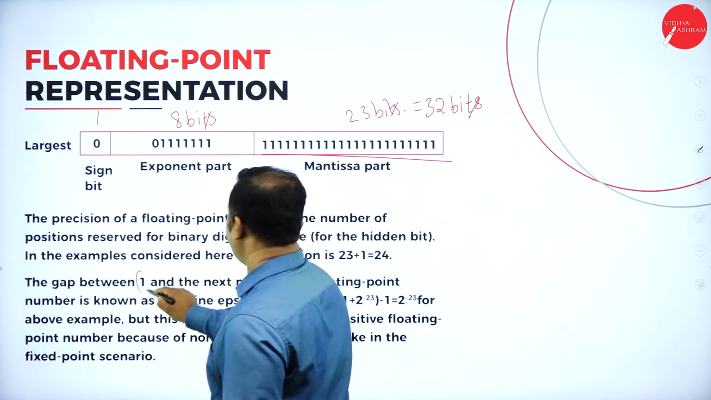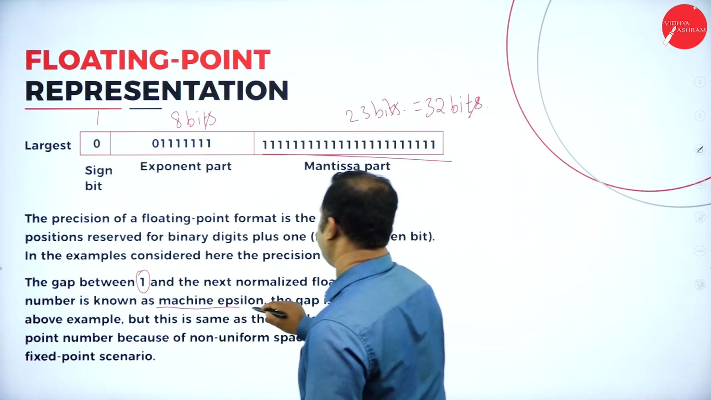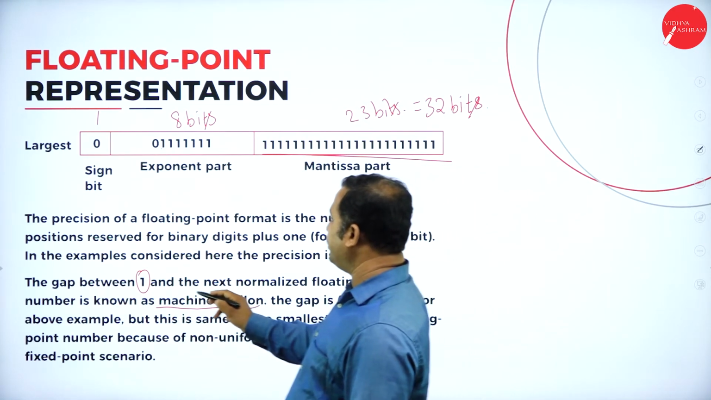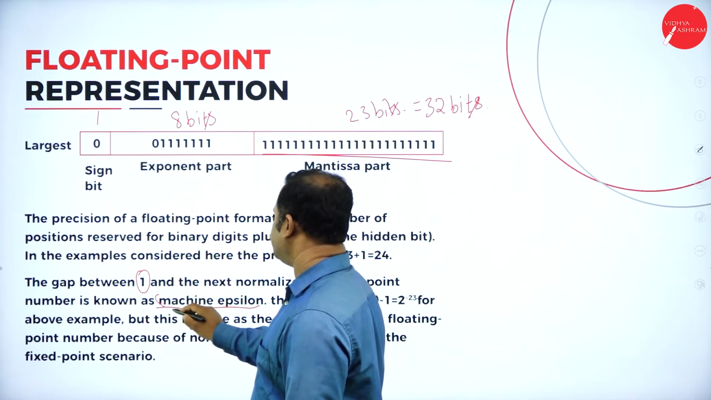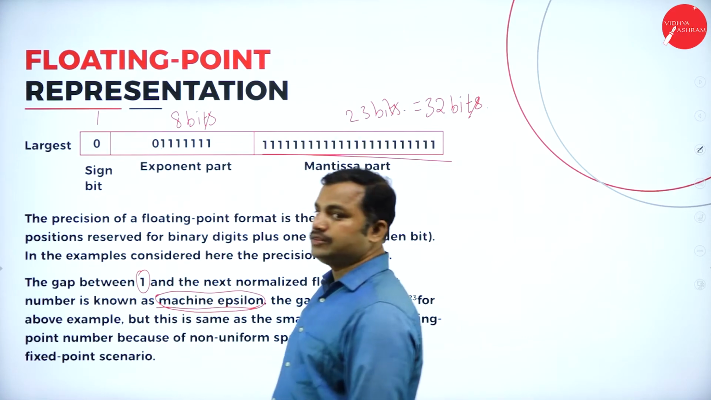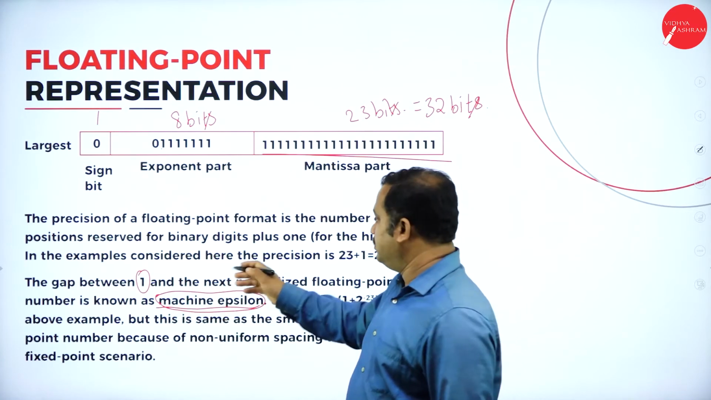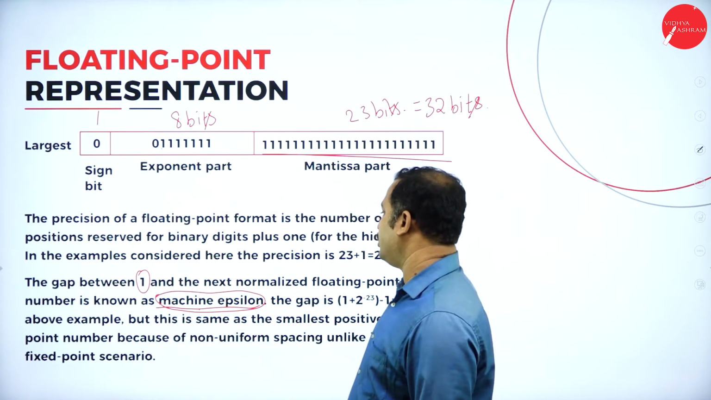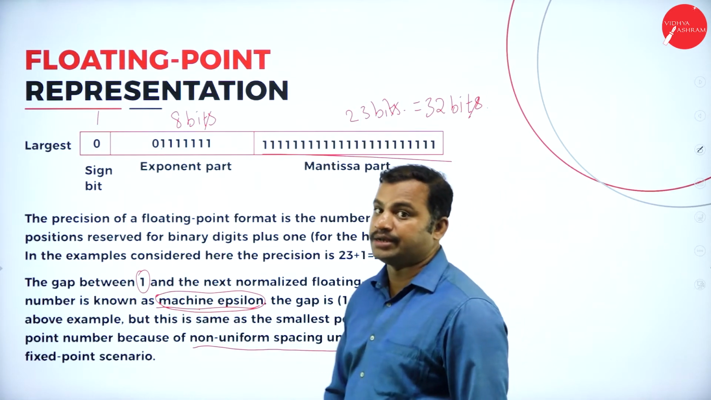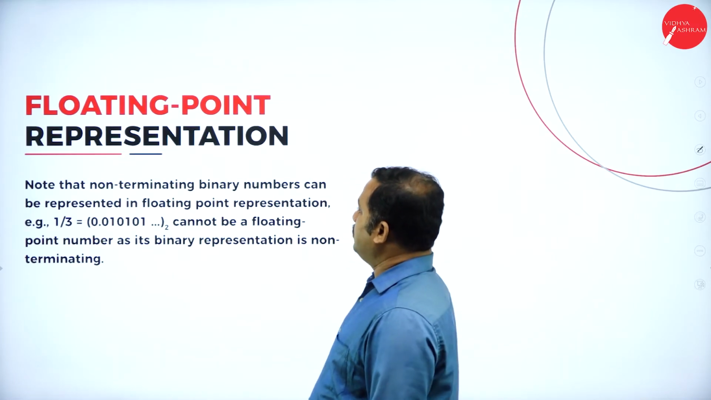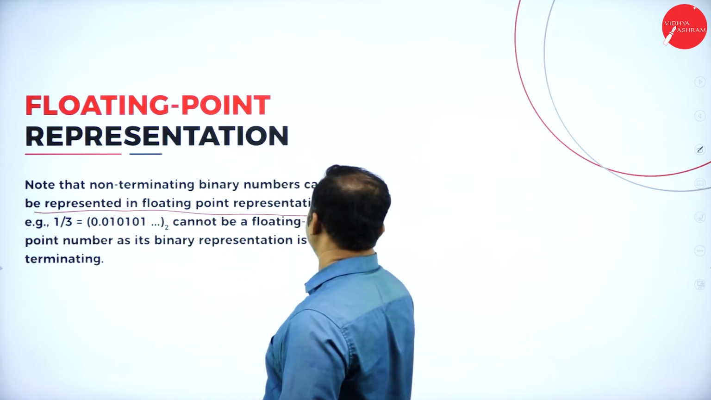The gap between 1 and the next normalized floating point number is known as the machine epsilon. Please remember this word. The difference between one number and the next normalized number is represented by the name machine epsilon. We have a non-uniform spacing in the floating point scenario. Non-terminating binary numbers cannot be represented exactly in floating point representation.